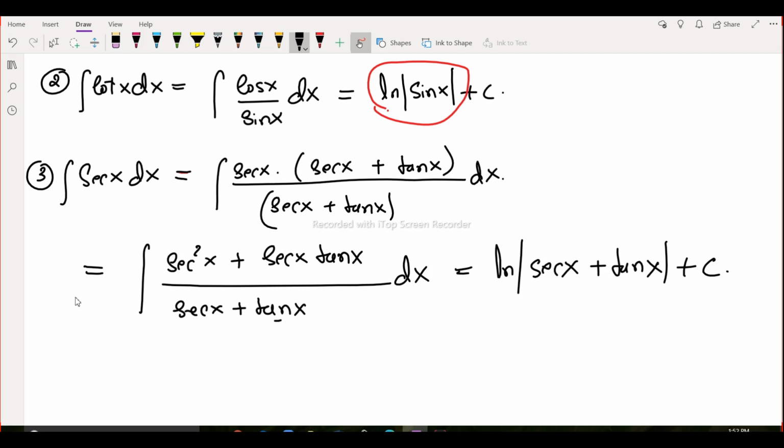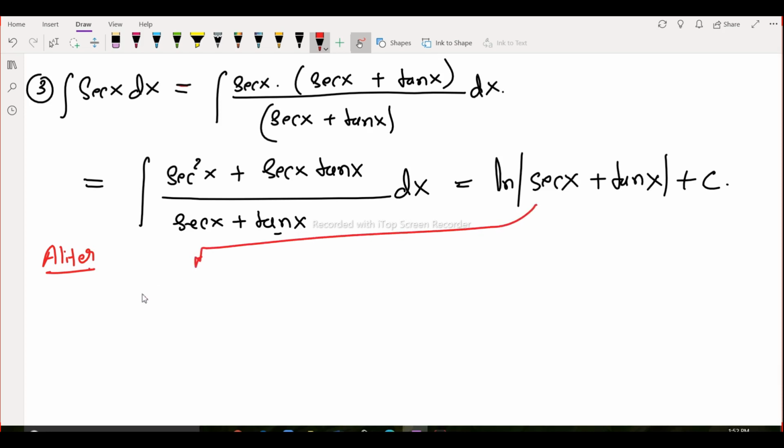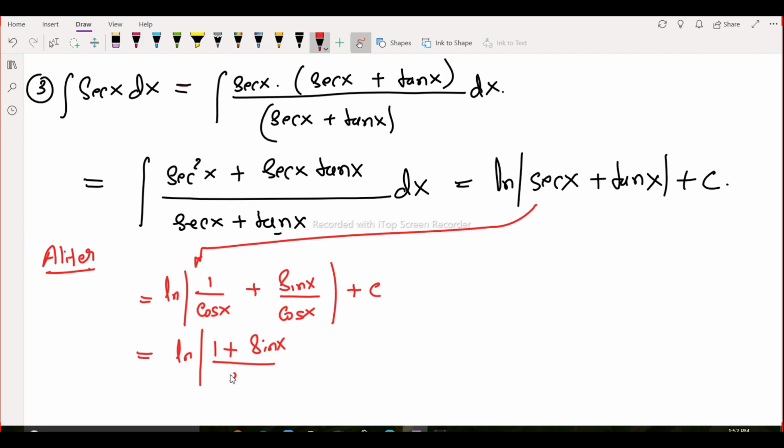And also, in integration you don't have set methods, so you have to do such manipulations in order to get the answer. Now I'll give you the alternative formula for this one. So let's do the alternative method. The same formula, I can just go ahead and write this as ln |1/cos x + sin x/cos x| + c. This can now be further written as ln |(1 + sin x)/cos x|, right?